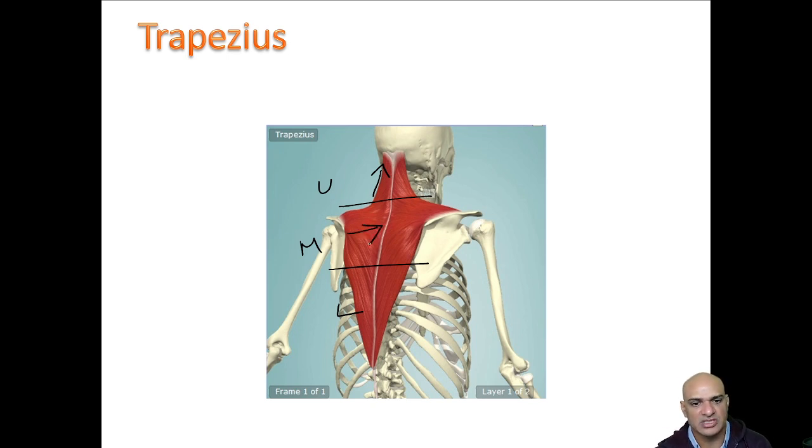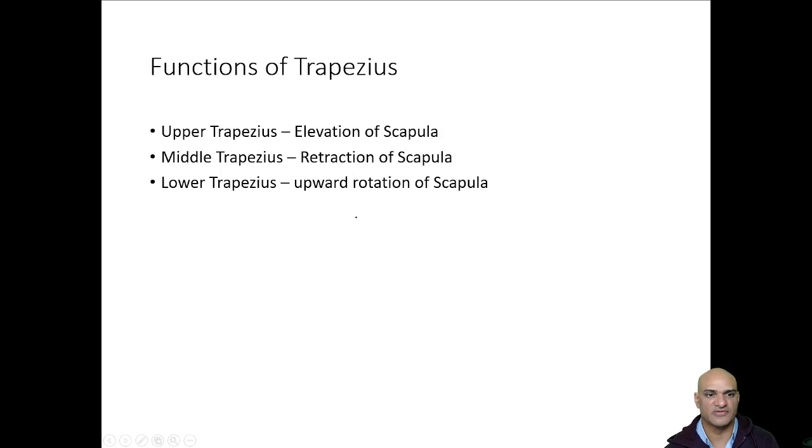The middle trapezius is making you do retraction of the scapula. That means pulling the scapula blades close together. So therefore we do any kind of these horizontal rows. And the lower fibers are going to depress the scapula and do an upward rotation of the scapula. So we do high pulley rows for the lower trapezius. Those are the major functions of the trapezius as we've shown here.